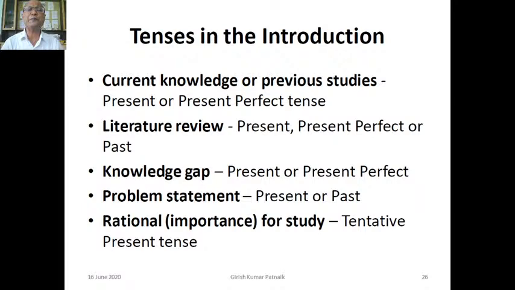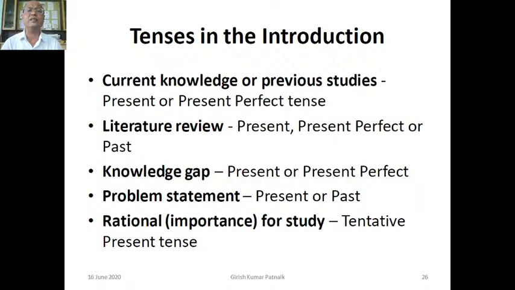So in the introduction, I must get very clearly 6 paragraphs: 5 paragraphs from the points that you see right now on your slide, and the 6th paragraph is nothing but the organization of your paper. Here, current knowledge or previous studies: whenever we start writing the introduction, we always start with a general view in a broad sense, because we want to expose our domain or subdomain to the reviewer and the reader. That is my first paragraph, where we write the current knowledge or previous studies, and obviously it should be in present or present perfect tense.